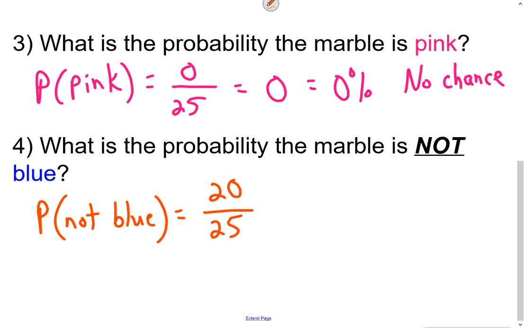And now it's just like all the other ones. Let's simplify our fraction. 20 and 25 are both divisible by 5. That's going to put us at 4/5 for a simplified fraction. As a decimal, we're at 0.8. And if we turn it into a percent, 80% that the marble we pull is not blue.